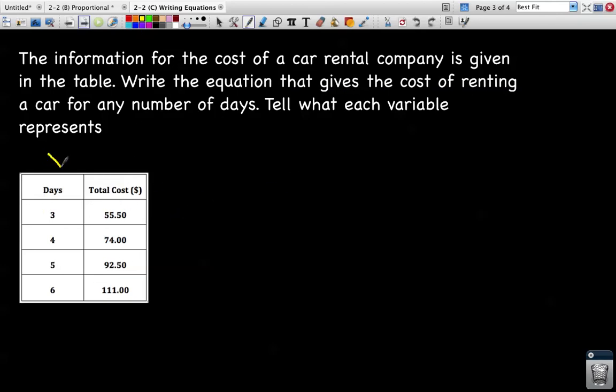So again, here's my x, here's my y. Here's my input, here's my output. I am trying to put in an equation of y equals a times x. So what we need to do is figure out what our constant of proportionality is. If I look at this, I have $55.50 divided by 3.